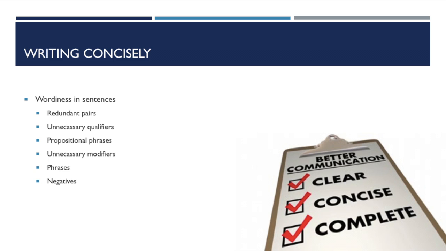So the first step is redundant pairs. We want to eliminate redundant pairs, and this is just when the first word in a pair has roughly the same meaning as the second one. You just need to choose one. You don't use both. One example of this is "for each and every book." You don't need to say "for each and every." Just say "for every" or "for each." You just have to pick one, and that'll help lower the words in the sentence. The second one for how to reduce wordiness in sentences is to delete unnecessary qualifiers.